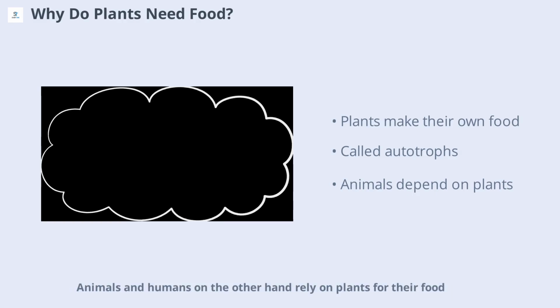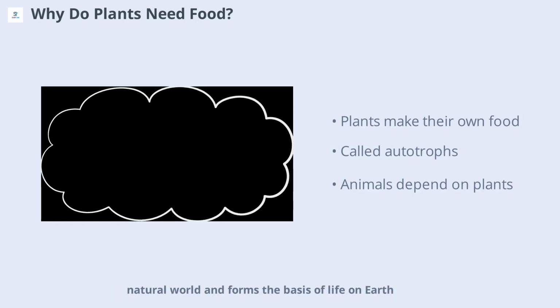Animals and humans, on the other hand, rely on plants for their food, making them heterotrophs. So while we depend on plants for our nutrition, plants are self-sufficient and can produce their own food. This fundamental difference is what sets plants apart in the natural world and forms the basis of life on Earth.